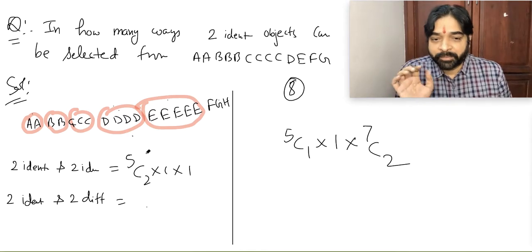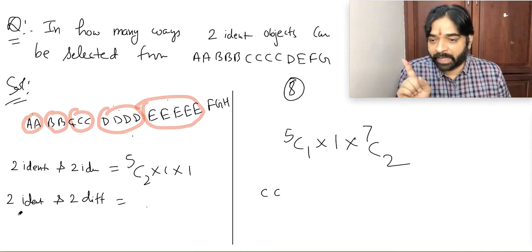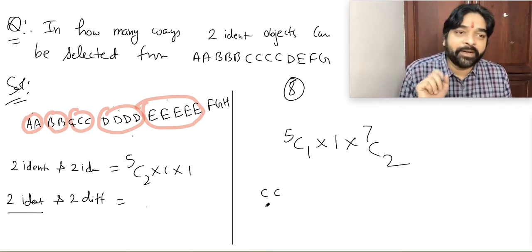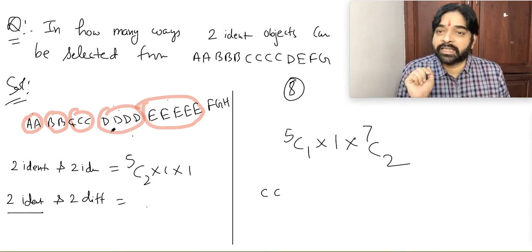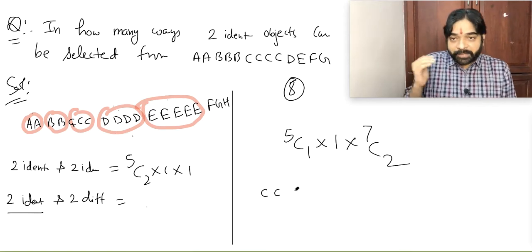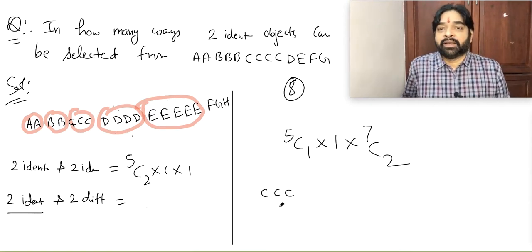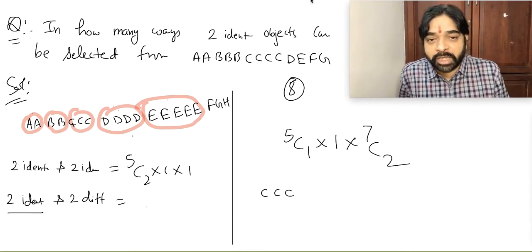Are you getting my point? Let's do it manually. Suppose I selected CC. I had two identical, I did by CC. Now, how many different letters left? Basically, one C is there. One C is left out there. But that C again I cannot take, because if that C again comes, this will become 3 identical. Not getting my point? So this C is useless.